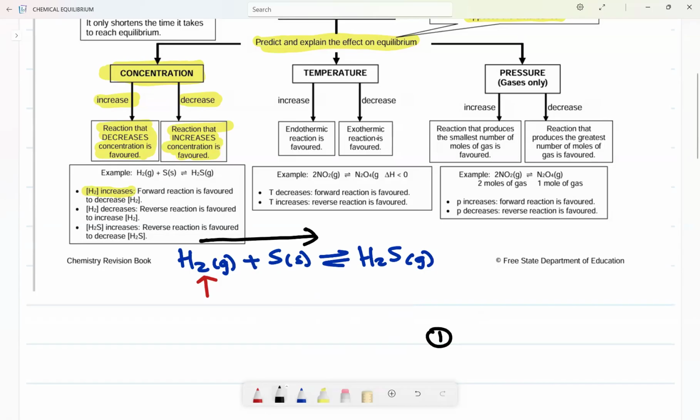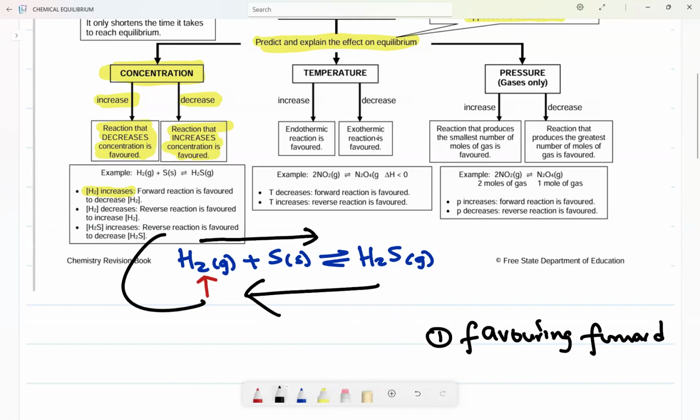We are favoring the forward. Why? Because the forward is the one that will decrease the concentration. If we favor this one, can you see we will add more concentration to this side, and that's not what we want. We want to decrease it. So instead, we'll transfer it to the other side. Now, check what happens. When we transfer the concentration to the other side, the concentration of this one decreases. The concentration of this one also decreases.